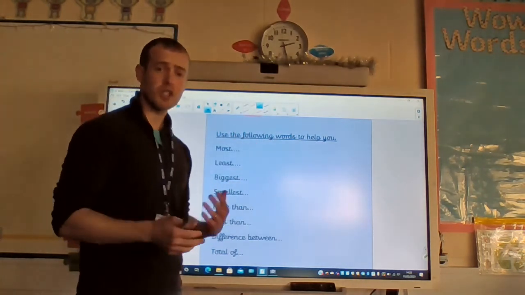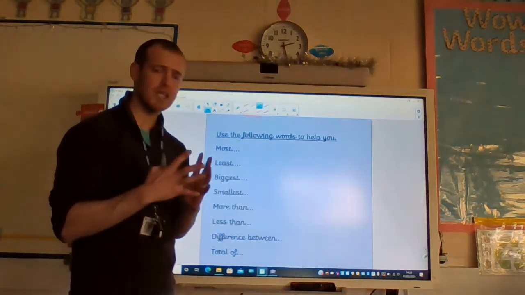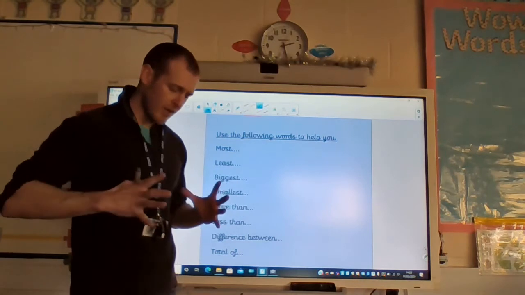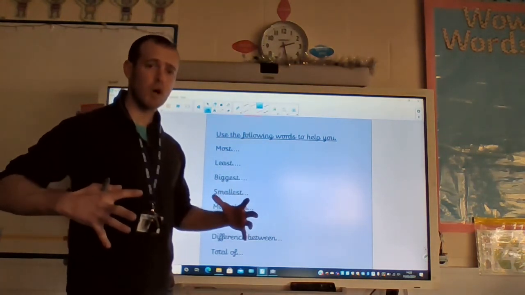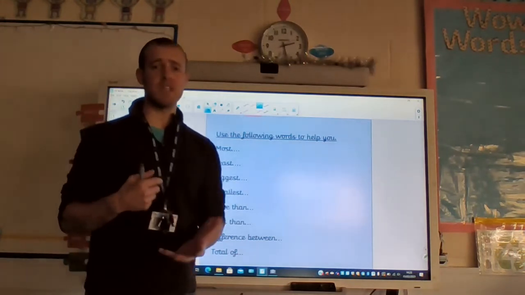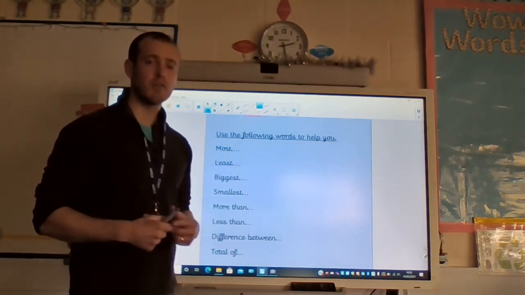And then we've got total of. And the total of, when we think about totals, is combining amounts together. When we combine things, they get bigger and bigger and bigger as we include more. So we're going to have a go using some of this language to write a question about a bar chart that I've created.